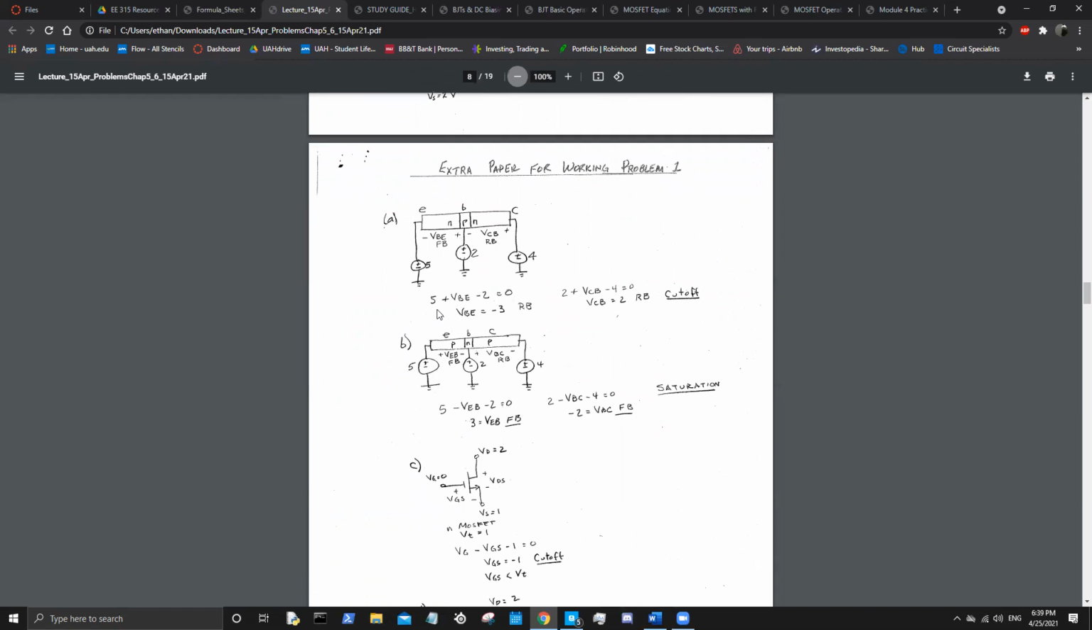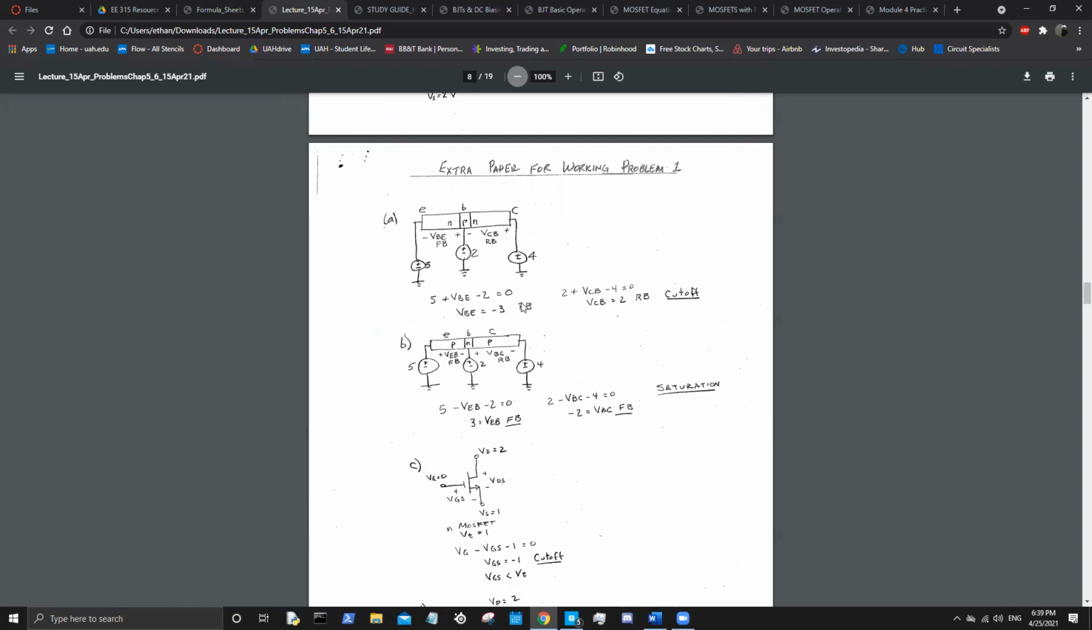Let's see. So we have 5 volts plus VBE, which is the potential from E to B here. Funny enough, I like how they flip it when it's going E to B. Minus 2, which in this case is the voltage on the P portion, or the base, is equal to 0. Therefore, VBE is equal to -3.